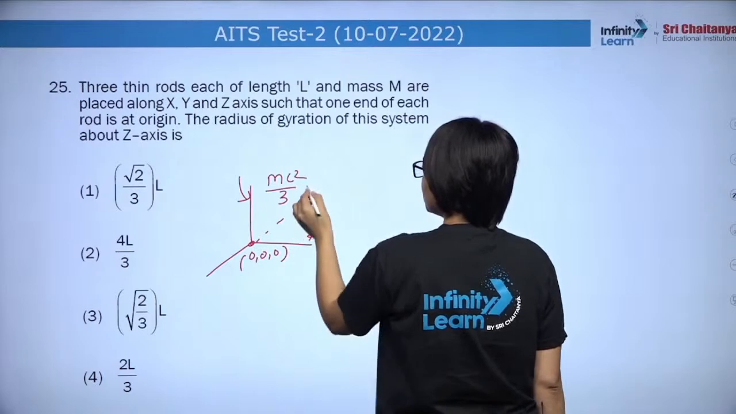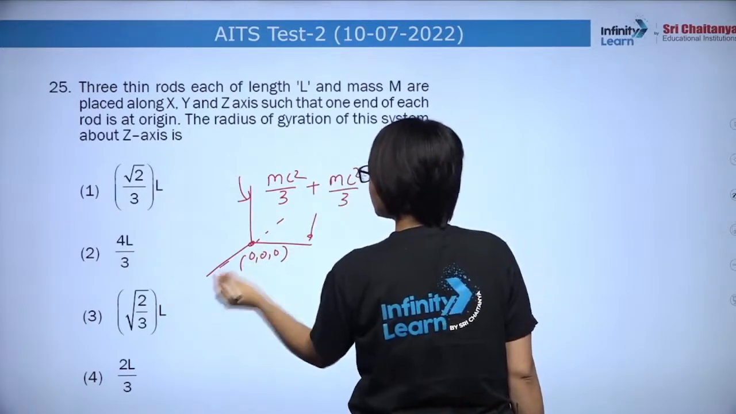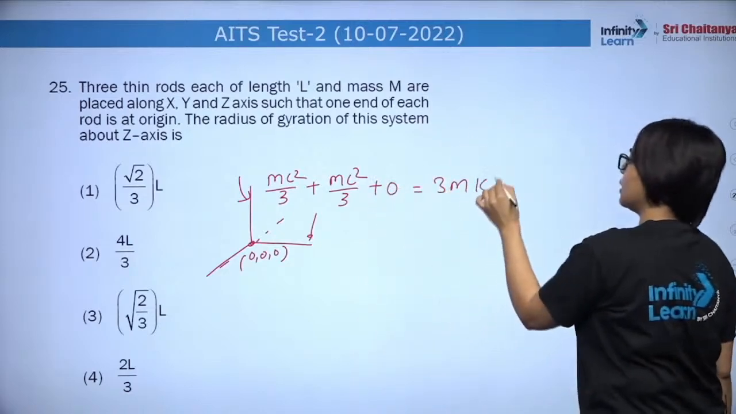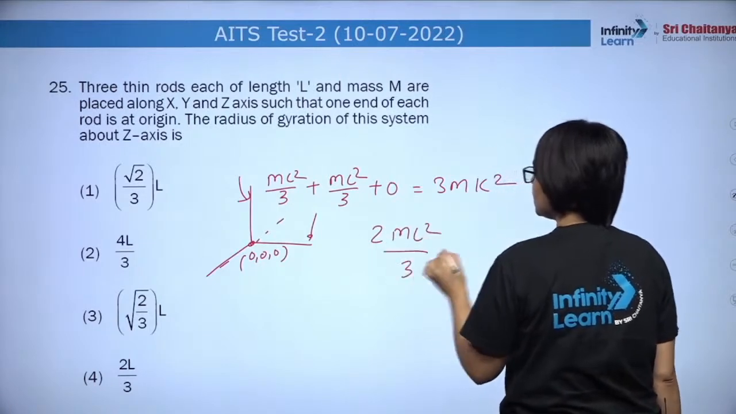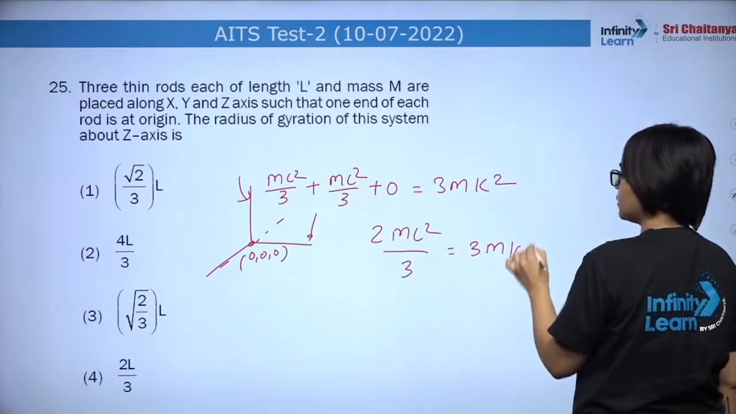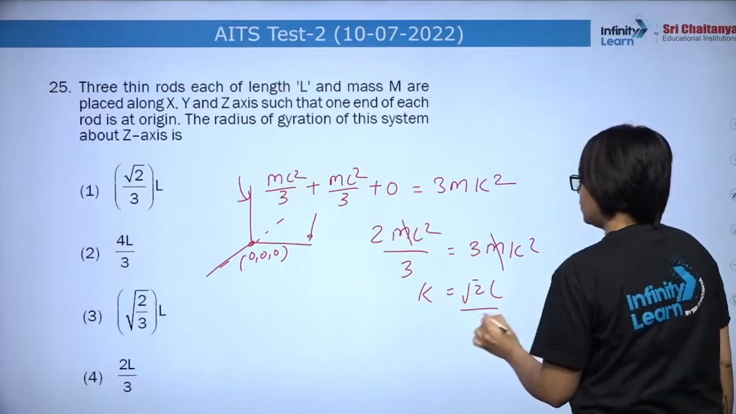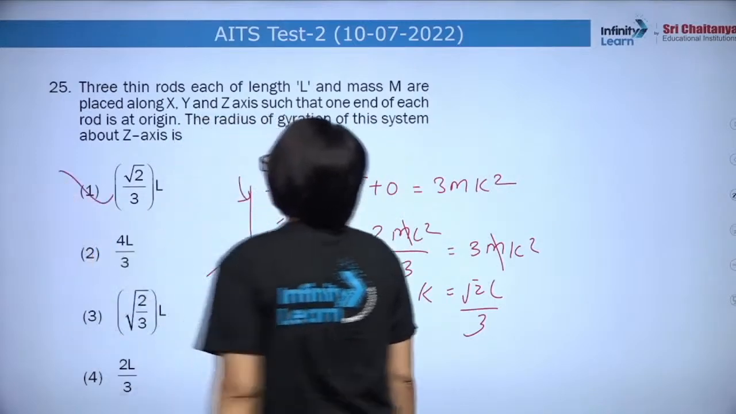Moment of inertia of this rod about Z axis is ml square by 3. Moment of inertia of this rod about Z axis is 0, and that is equal to 3mk square. Right, so we have 2 ml square by 3 is equal to 3mk square, m cancels. So k will be under root 2l upon 3. So correct answer is option 1.